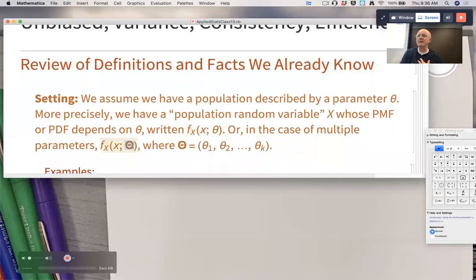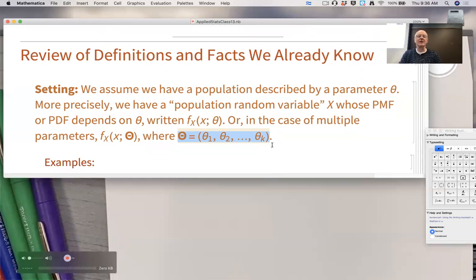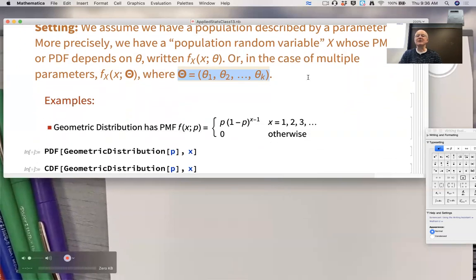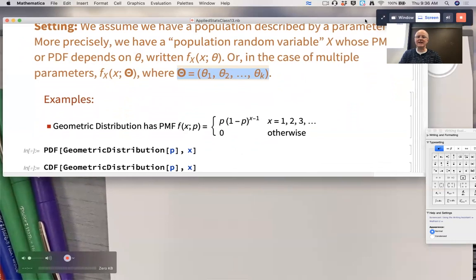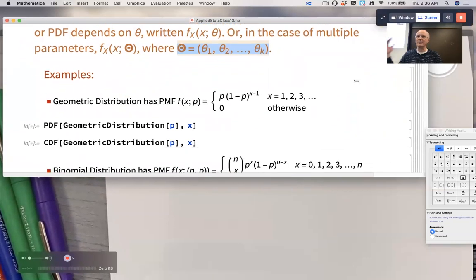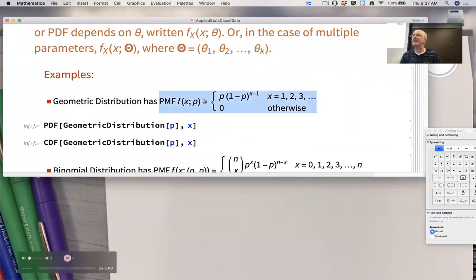That parameter could be a vector parameter, so it could be like a boldface theta that is really a k-dimensional vector. Most typically, there's one or two parameters, but in general, there could be k parameters. Here are our standard examples that we've talked about both in probability and statistics and here in applied stats many, many times. Going back to chapter 3, you've got a geometric distribution with probability mass function given by that.